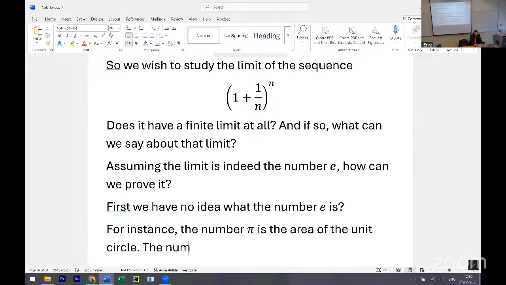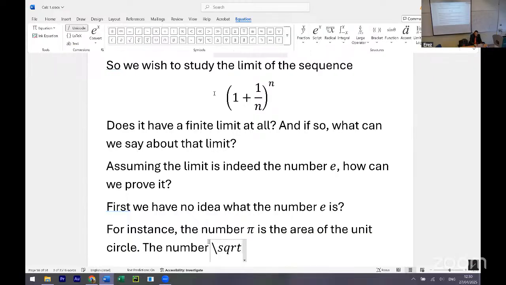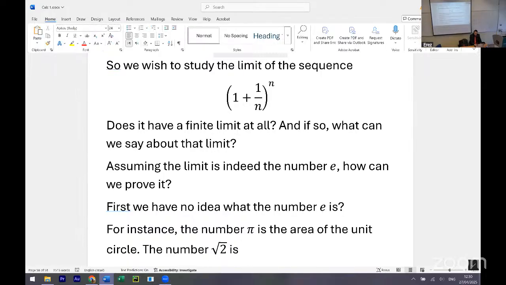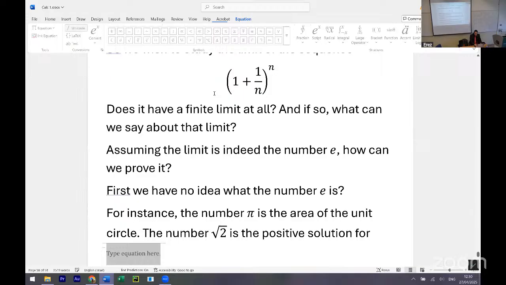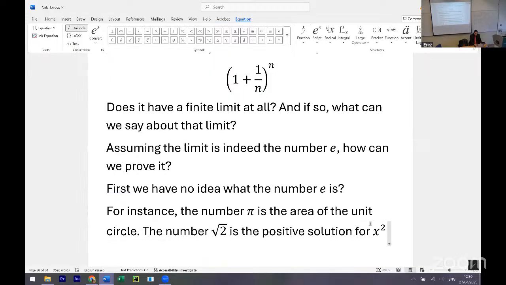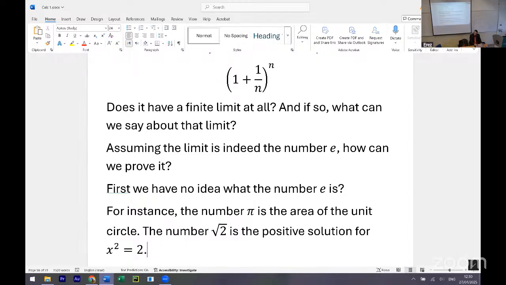The number square root of 2, what is that? It is the positive solution for x squared equals 2. Agreed? We have a very clear definition for the number. I'm not saying we know the digits, but we know what the definition of this number is.